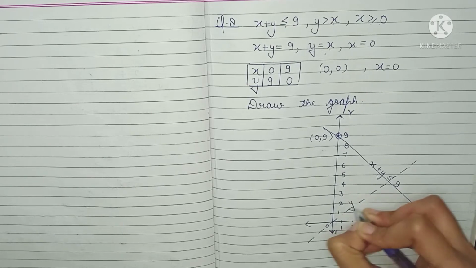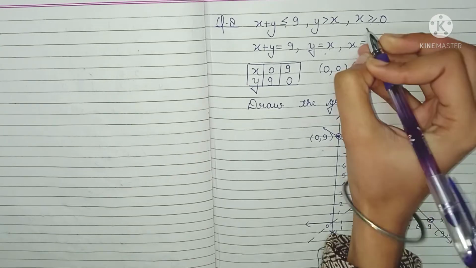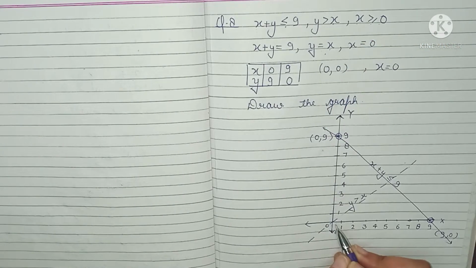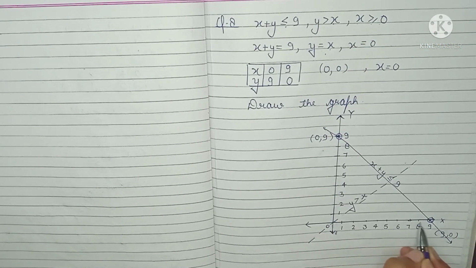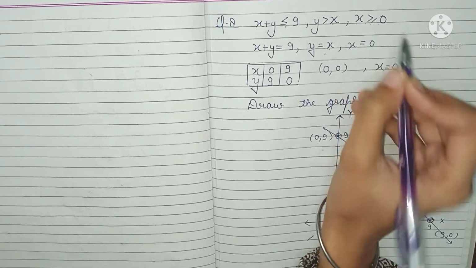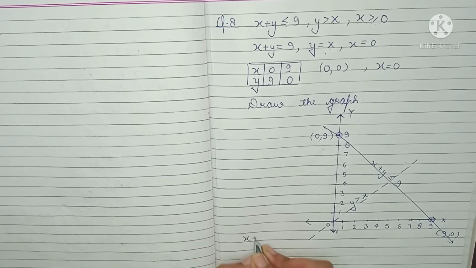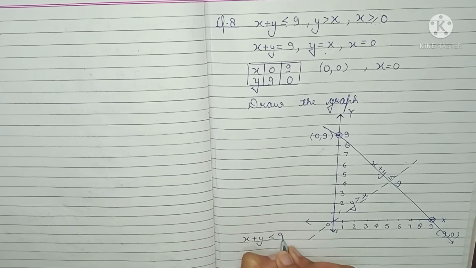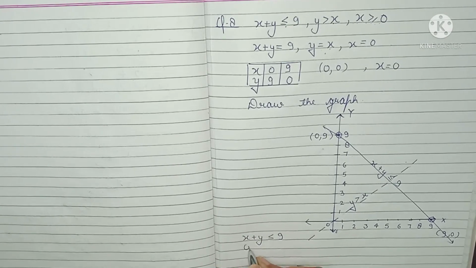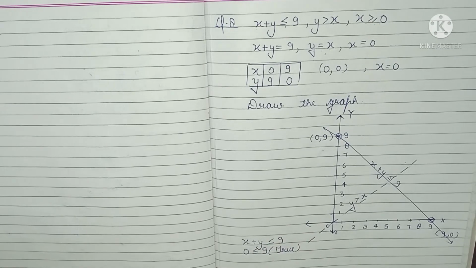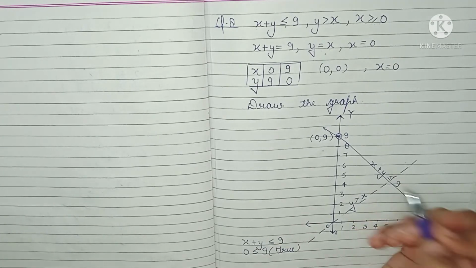This one is your line of y is greater than x and x is greater than or equal to 0. इसका मीन्स यहाँ पे सिर्फ इतना है कि आपका शेडेड रीजन है वो फर्स्ट क्वाड्रेंट में ही आएगा, because x greater than or equal to 0 है. Now you have to find out the shaded region. x plus y is less than or equal to 9. 0 is less than or equal to 9. True. It means the shaded region is towards the origin.